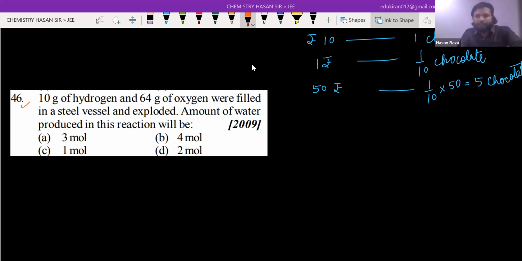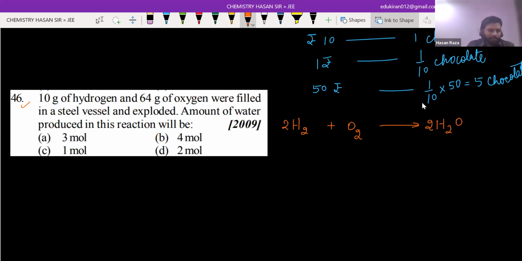Has anyone written the equation? Yes or no? Okay, so what is the equation, Shahid? 2H2 plus O2 will give 2H2O. First, you tell me H2 plus O2 gives H2O, right? And after that, you can multiply by 2 and 2, then it will be balanced, right? This will be the equation.